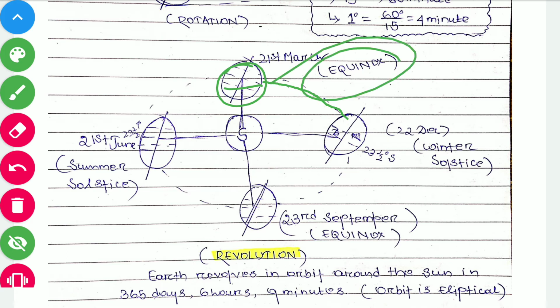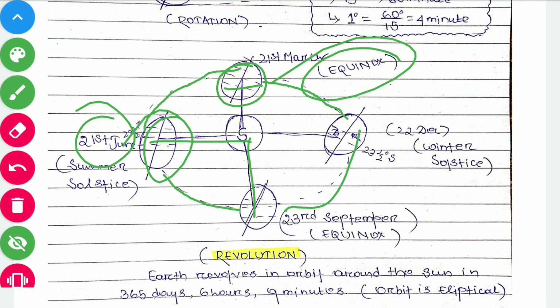Again, when the Earth reaches the position of 21st June, the sunlight falls directly upon the Tropic of Cancer, that is 23.5 degrees north, and the northern hemisphere experiences the summer season. Again, when the Earth reaches 23rd September, the sun rays fall directly upon the equator, and the length of day and night will be the same. This we call equinox.